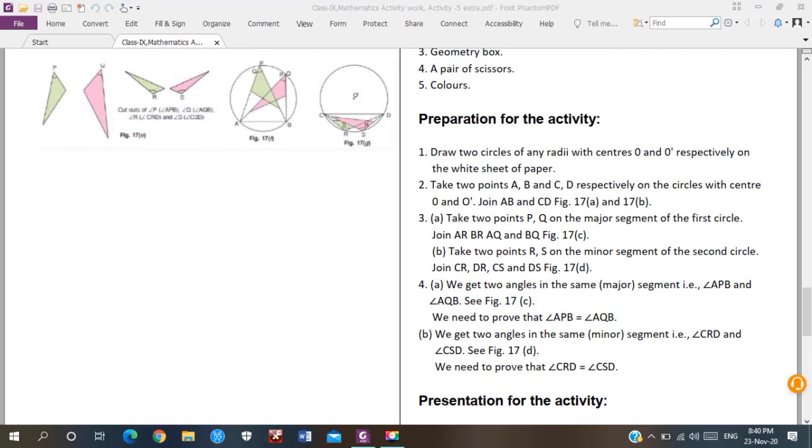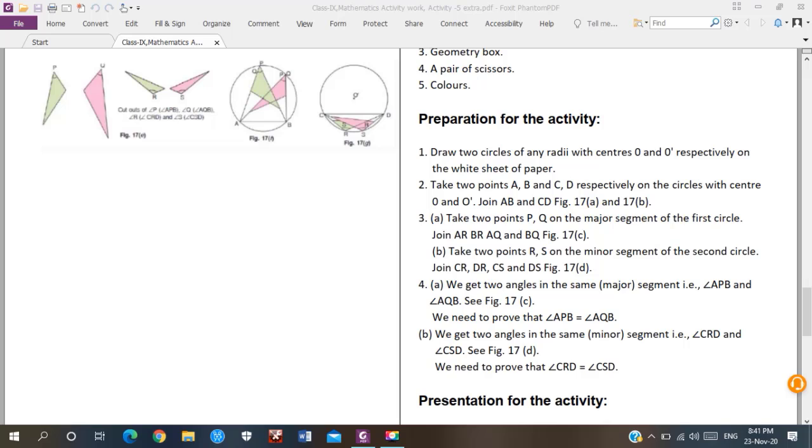Preparation for the activity. Draw two circles of any radius with centers O and O' respectively on the white sheet of paper. Take 2 points A, B and C, D respectively on the circles with centers O and O'. Join AB and CD as shown in figures 17A and 17B.